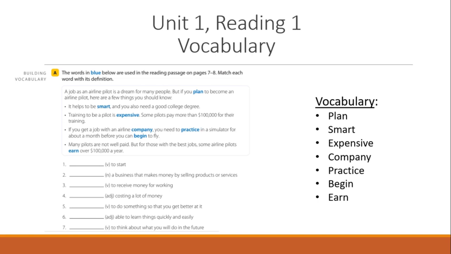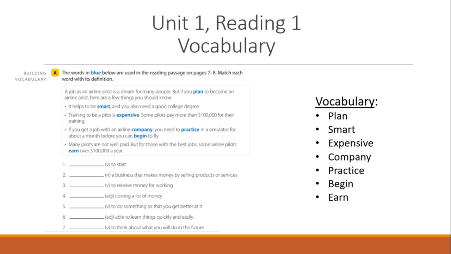Practice. Practice is interesting because it could be a noun or a verb depending on how you use it. In this case, it's being used as a verb, and the meaning to practice is to do things again and again in order to improve. Begin, another verb. This is to start something.